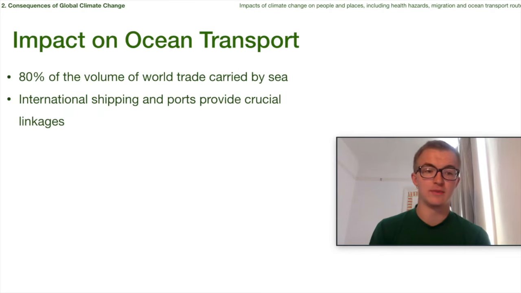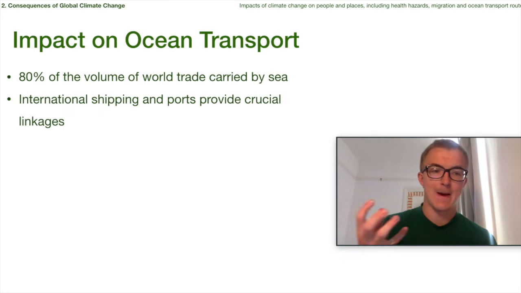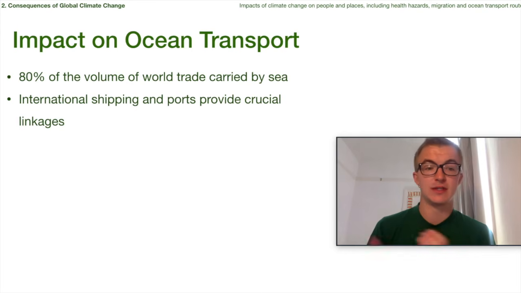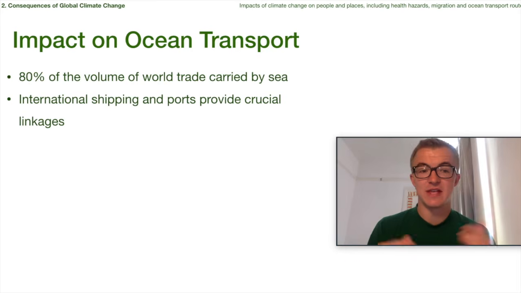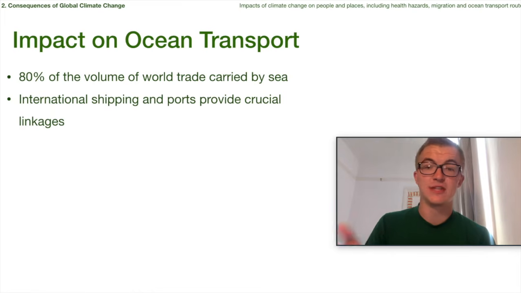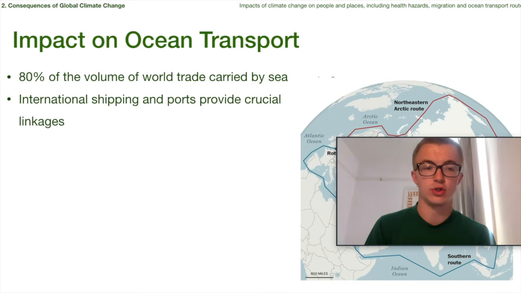If we know that there's going to be more extreme weather events, actually transporting goods across the world may be disrupted, particular ports may become flooded. There's a number of circumstances that we don't know or we can't predict just yet, but it's likely that they will have a big impact on ocean transport. At the same time, as geographers, we need to look at both sides. We can't be one-dimensional in how we approach topics. Global climate change could have a positive impact on ocean transport.